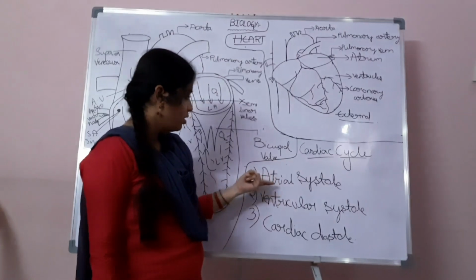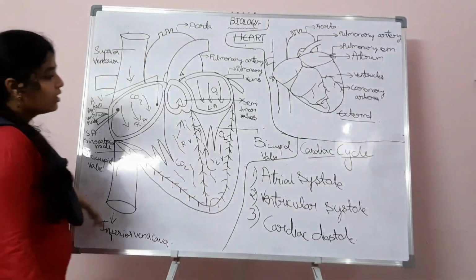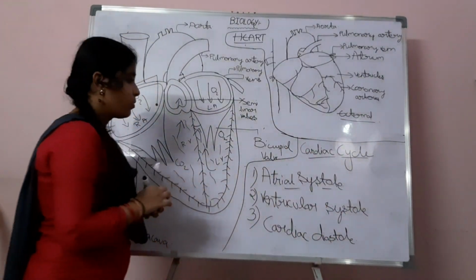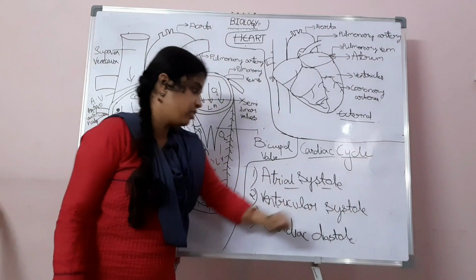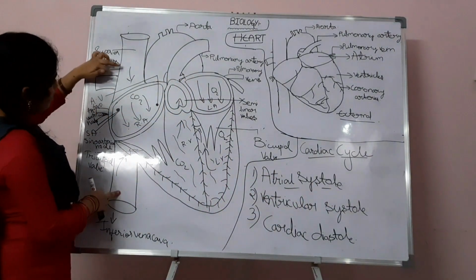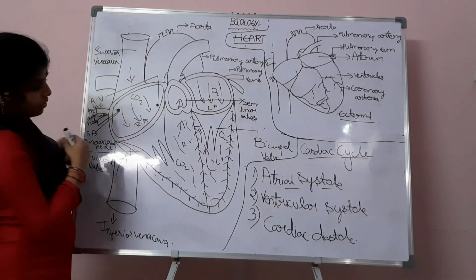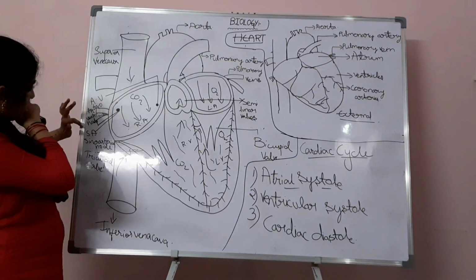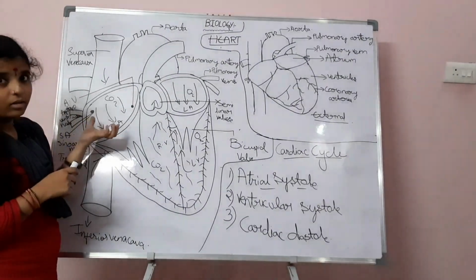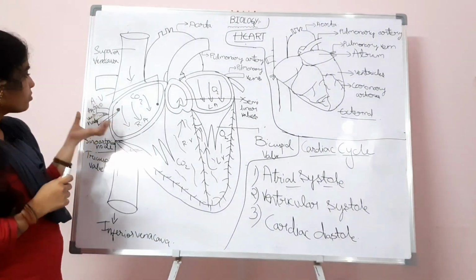What are those? Atrial systole, ventricular systole. Now first we will discuss the atrial systole. Systole means contraction. Now I said that from these veins the blood enters into the right atria. So whenever the blood enters, the sinoatrial node gets stimulated. It stimulates the impulse.